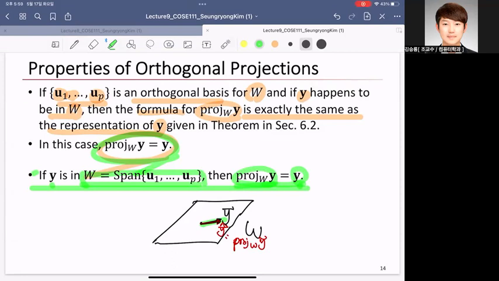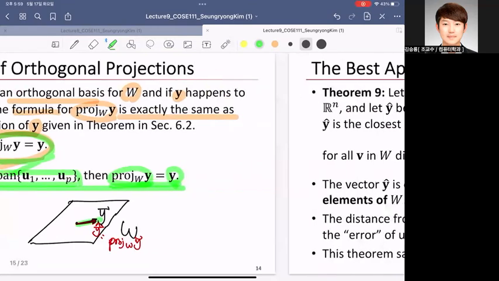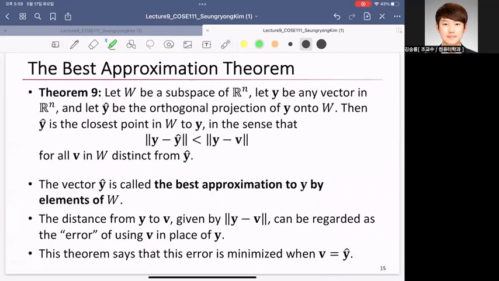Question? No? Right, so that's it. So these are the properties of orthogonal projection. Next time we will move to the best approximation theorem, and next week we will move to the Gram-Schmidt process and orthogonal decomposition. Okay. Other questions?